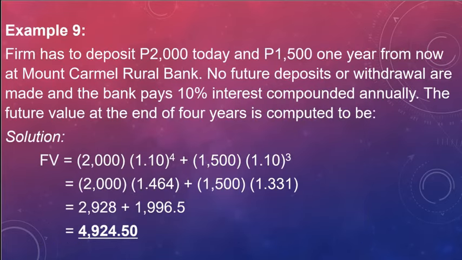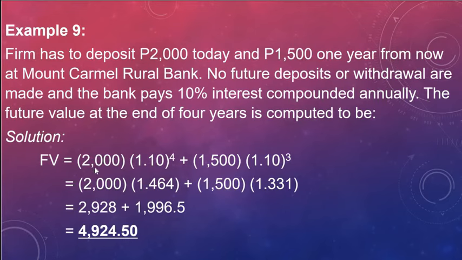So, we have here in our example, the firm has deposited 2,000 today and 1,500 1 year from now at Mount Carmel Rural Bank. There are no future deposits or withdrawals, and the bank pays 10% interest compounded annually. So how do we compute the future value at the end of 4 years? This is the solution.